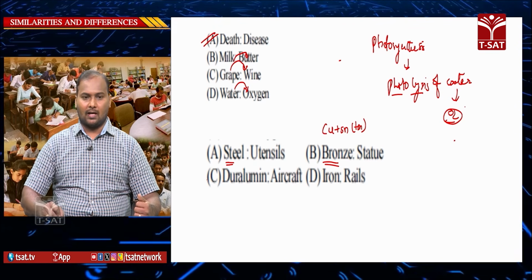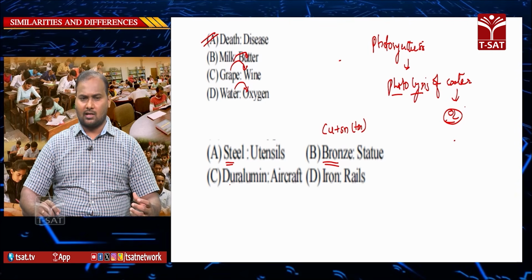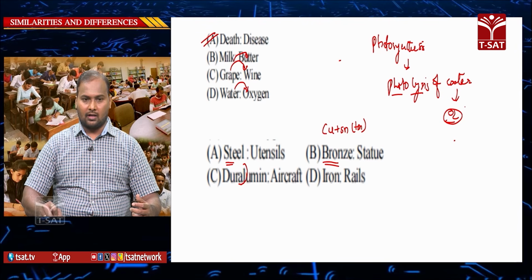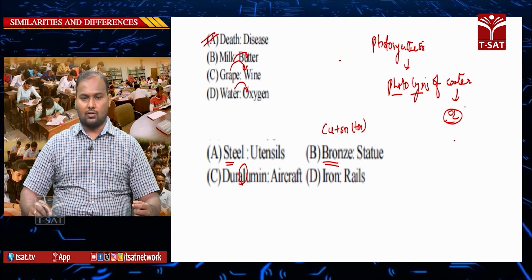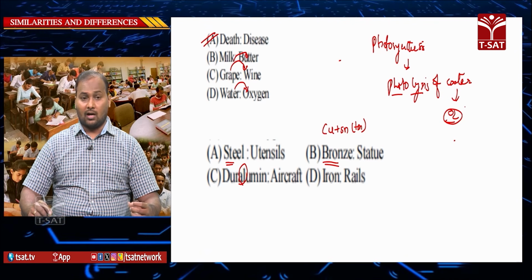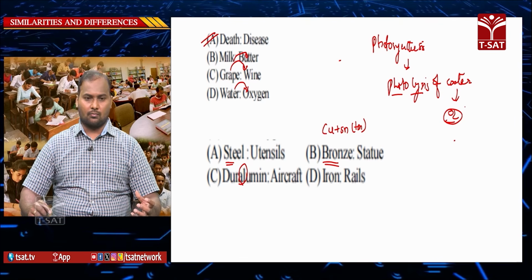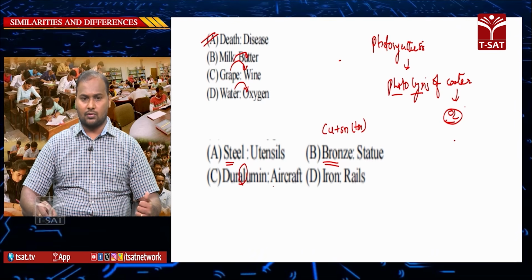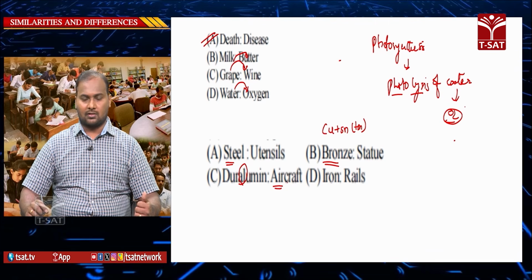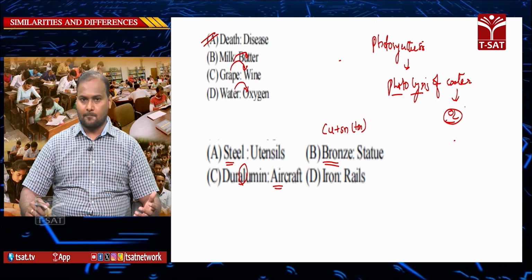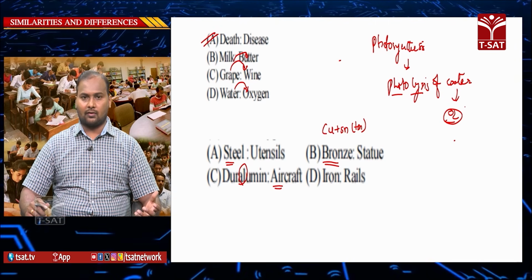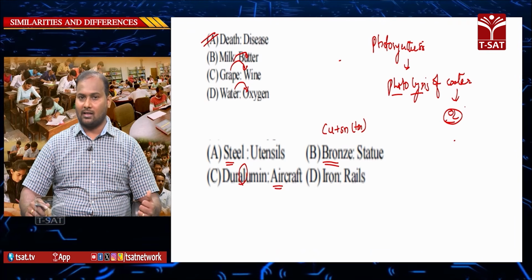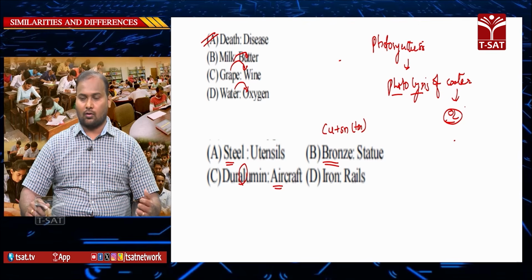Next one is duralium. So what is duralium? It is also an alloy of aluminium. That is the reason, see the word duralium. Al means here aluminium. So duralium is an alloy of aluminium, and it is very light in weight and it is very hard. That is the reason it is used to make the aircraft body parts, because if the aircraft is heavy and it is not strong, it is very difficult for survival. That is the reason it is made with duralium, because it is light in weight and it is more strong.